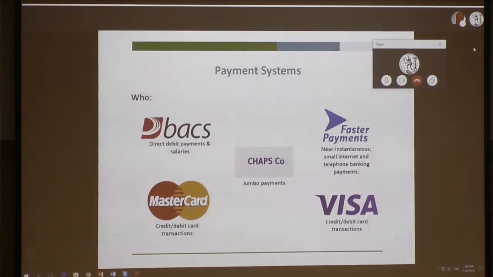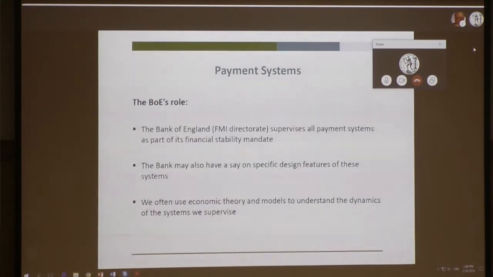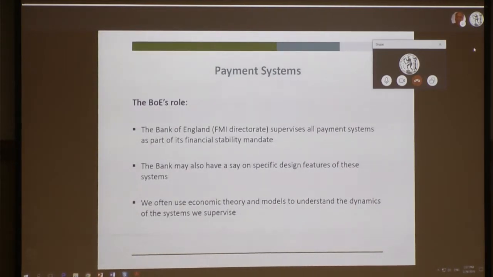So let's get a little bit into that. But before that, let me also say that the Bank of England, where I'm from, supervises all of these payment systems as part of our financial stability mandate. Oftentimes, we may have a say on specific design features of these systems. And to do that, we typically use economic theory and models to understand the dynamics of the system that we supervise, right? So the Bank of England is the supervisor of all these systems.